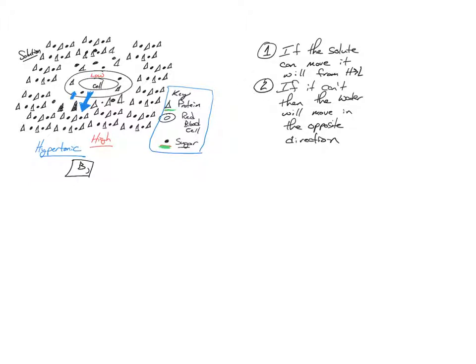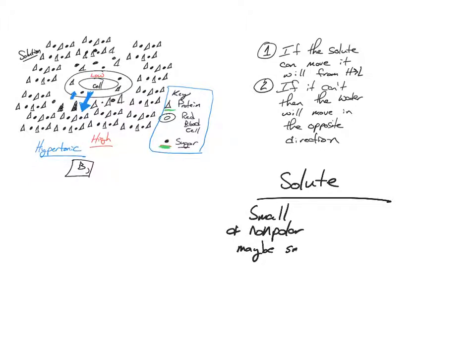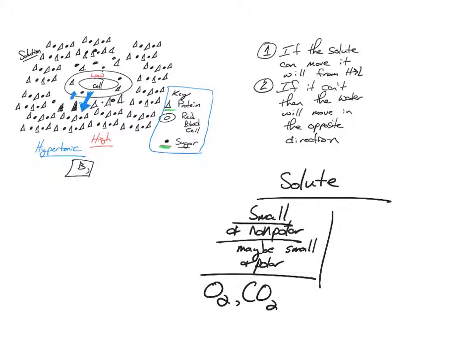Now, what is it that determines if the solute can move? Well, if it's small and non-polar. It can be maybe small and polar, depending on how small is small. Okay? But it's certainly small and non-polar is going to easily move. So what are examples of this? Oxygen gas can move easily. Carbon dioxide gas can move easily. They're non-polar. They're small. Water, even though it's polar, can move easily.